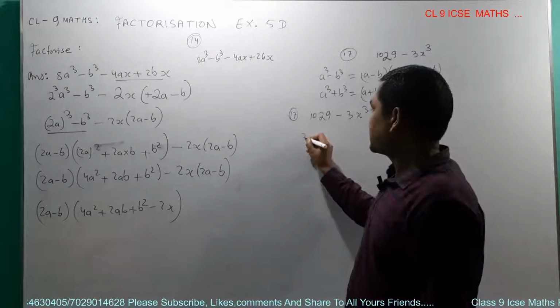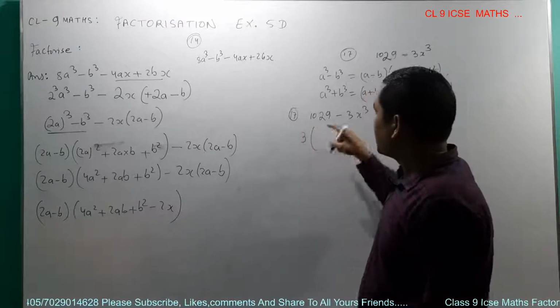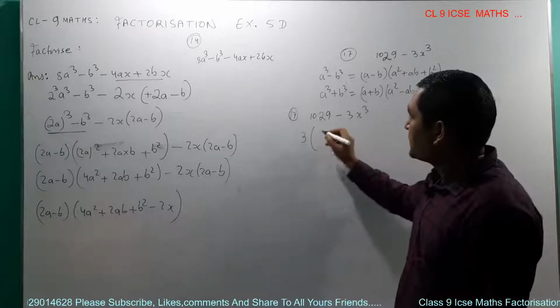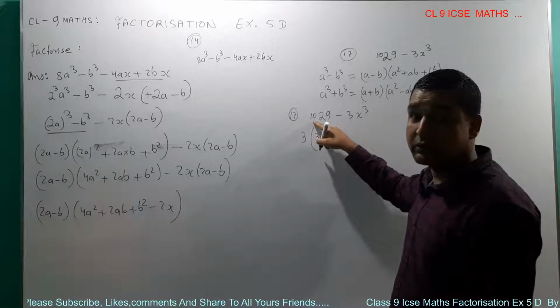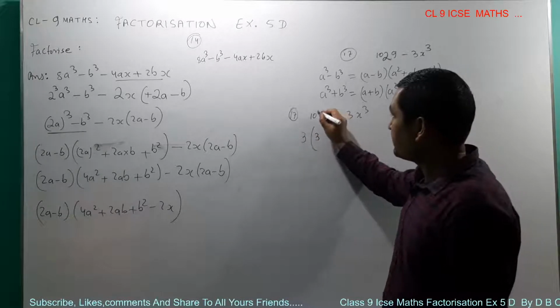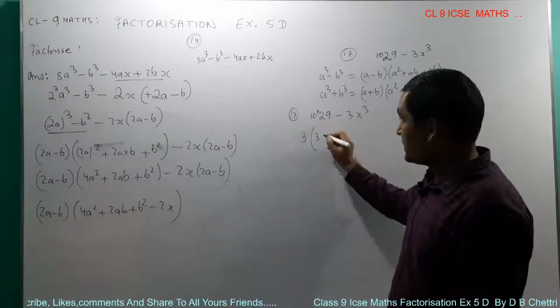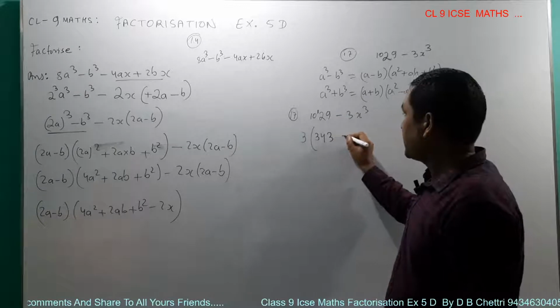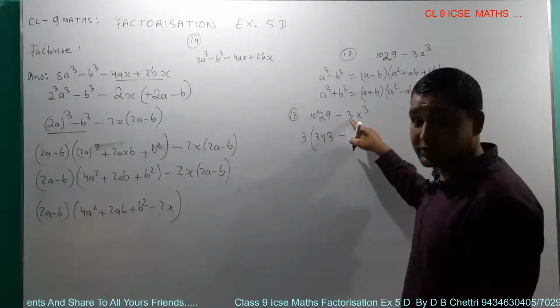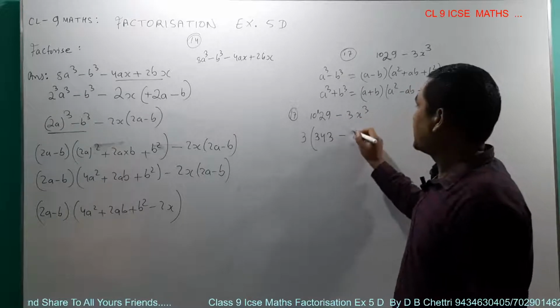Now let's take the 3 as common. 3 3s are 9, then from 10, 3 3s are 9. What is left? 1. Then 12 is there, 3 4s are 12. Then 9 is there, 3 3s are 9. Then we are taking this 3 as common. Then what is left from here? x³.